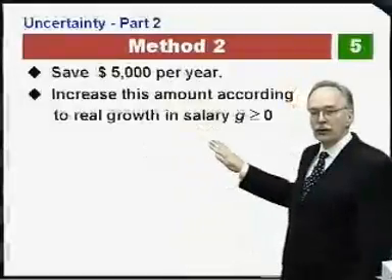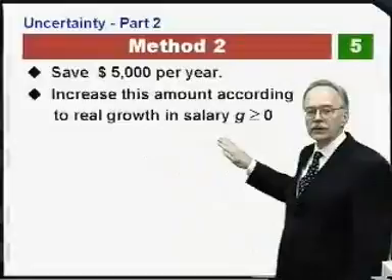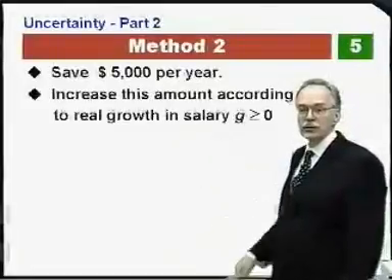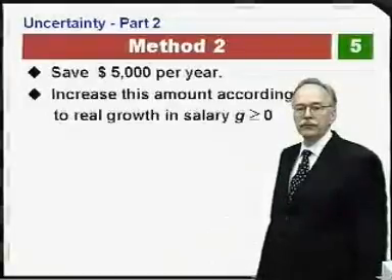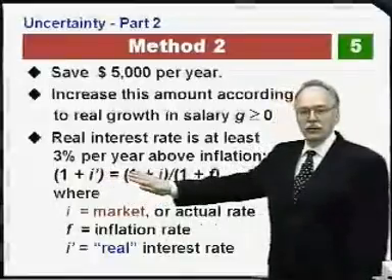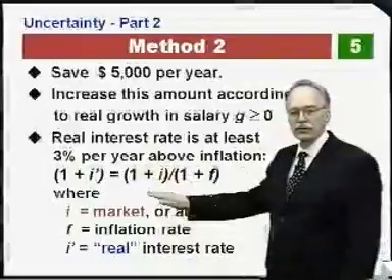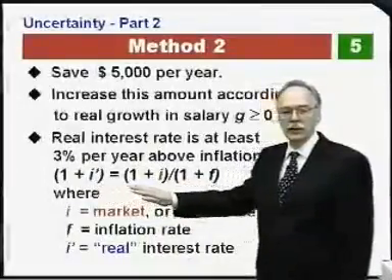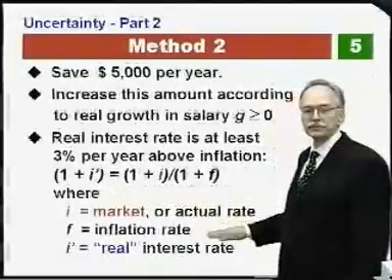Now, we're going to assume that we're going to increase this amount according to a real growth in salary. Our salary, we would hope, is going to grow faster than inflation based on increased job responsibility. Now let's say the real interest rate is going to be at least 3% per year above inflation. Using our fundamental relationship then, this is the real interest rate factor, and that's based on the market interest rate factor divided by the inflation factor.